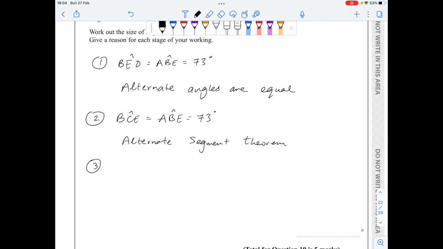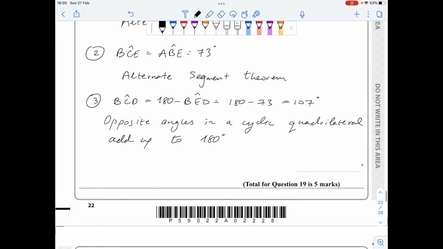Step 3, angle BCD is equal to 180 minus angle BED, which is 180 minus 73, which is 107. The reason is that opposite angles in a cyclic quadrilateral add up to 180 degrees. And finally, DCE is equal to 107 minus 73, which is equal to 34 degrees.